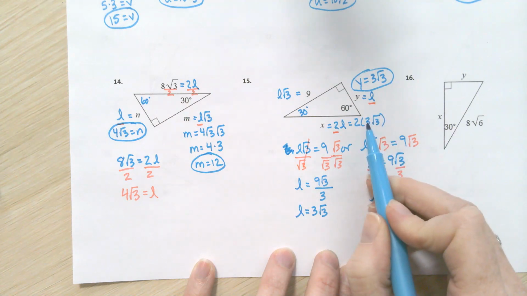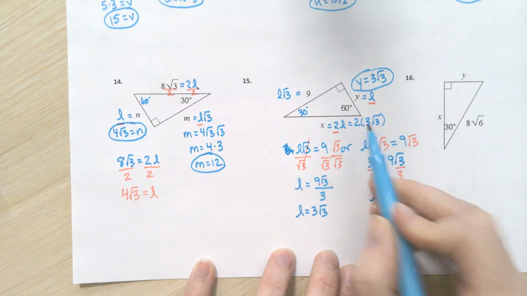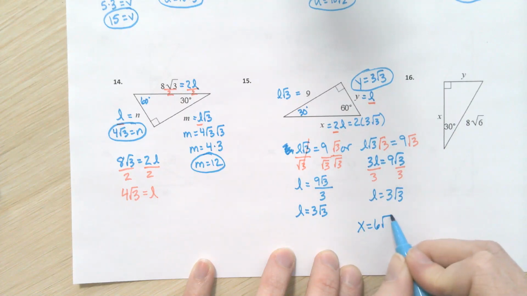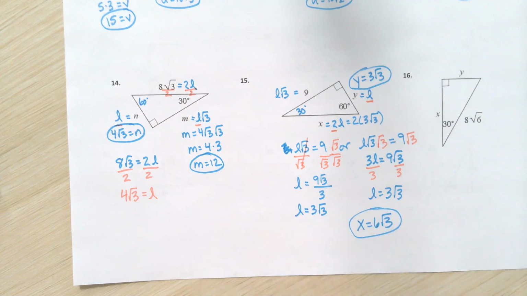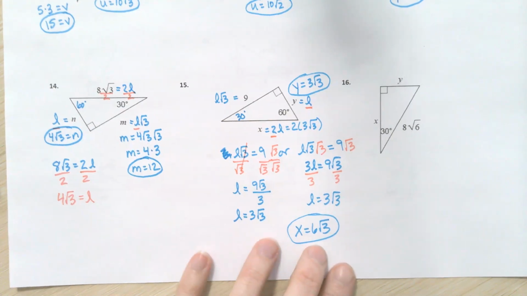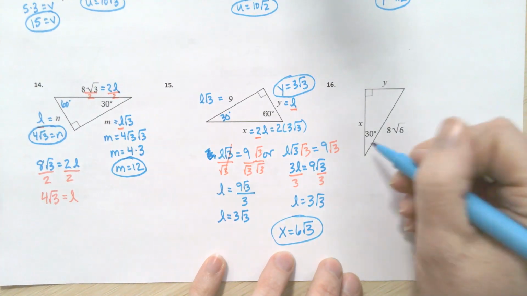X equals 2 times 3 root 3. 2 times 3 root 3 is really 6 root 3. I don't have a real great place to write that, so I'm just going to kind of write it down below. X equals 6 root 3. And circle it up so that I can find it. All right, one more example on this page, and then we'll be on our final set.